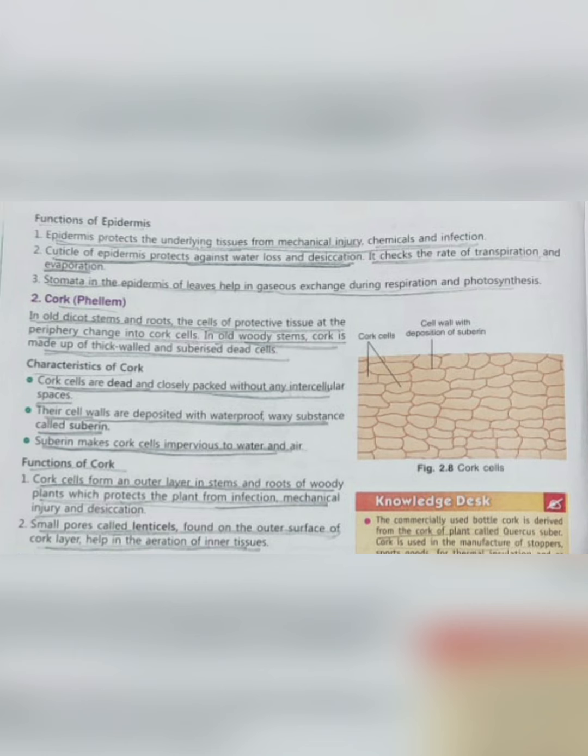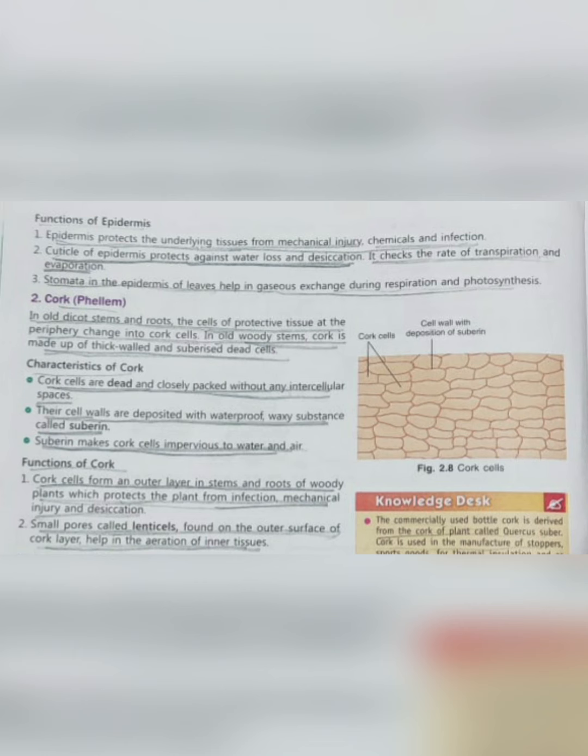Cork. In old dicot stems and roots, the cells of protective tissue at the periphery change into cork cells. In old woody stems, cork is made up of thick walled and suberized dead cells. Characteristics of cork. Cork cells are dead and closely packed without any intercellular spaces. Their cell walls are deposited with waterproof waxy substance called suberin. Suberin makes cork cells impervious to water and air.